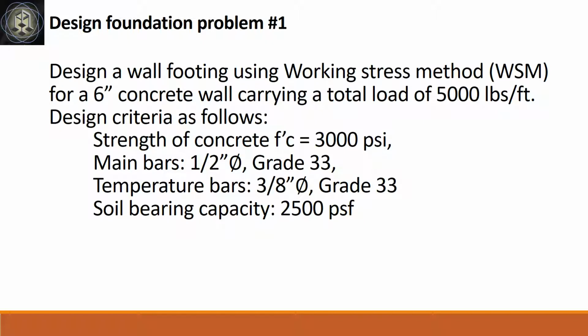Design a wall footing using working stress method for a 6 inches concrete wall carrying a total load of 5,000 pounds per foot. Design criteria as follows: strength of concrete 3000 psi, main bars half-inch diameter bar grade 33, temperature bars 3/8-inch diameter bar grade 33, soil bearing capacity 2500 psf.